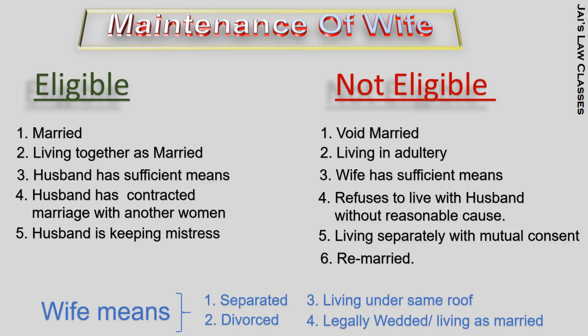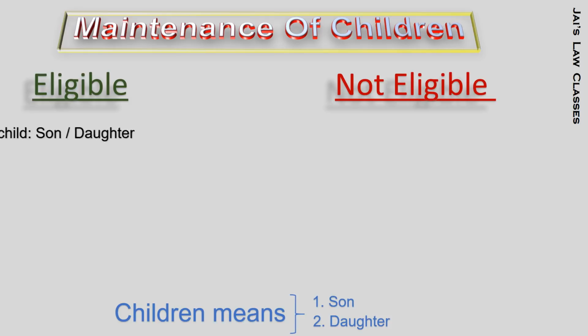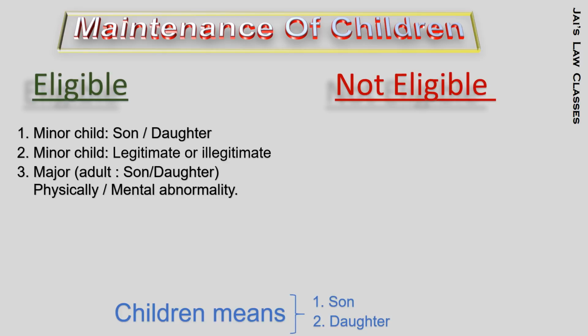The last point is remarried. A divorced woman is eligible for maintenance. The maintenance will be stopped when she gets remarried to another person. Now let's come to the topic maintenance of children. Children means a son or a daughter. Let's check who are eligible and not eligible. Eligible. 1. Minor child, son or a daughter is eligible. Number 2. Minor child, legitimate or illegitimate, he is eligible. Number 3. Major, adult, son or a daughter who are major will be eligible only if they are physically or mentally abnormal.